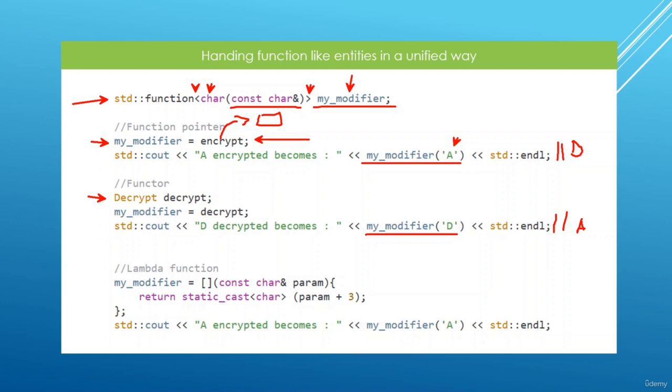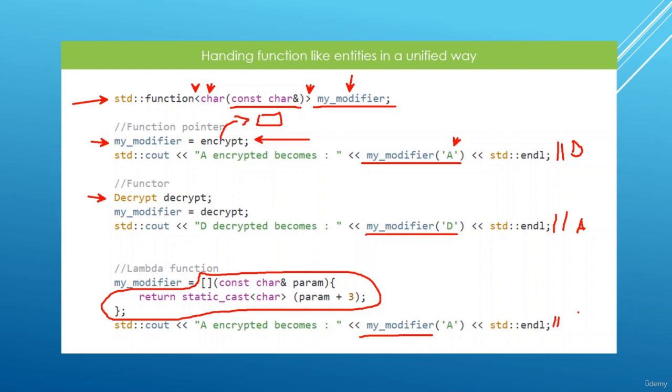We can even store in a lambda function, which is going to encrypt again. So we can set up our lambda function as you see right here, and assign that to our std::function object. And this is going to store this in, and we can call our modifier here to encrypt. This is going to encrypt our data.